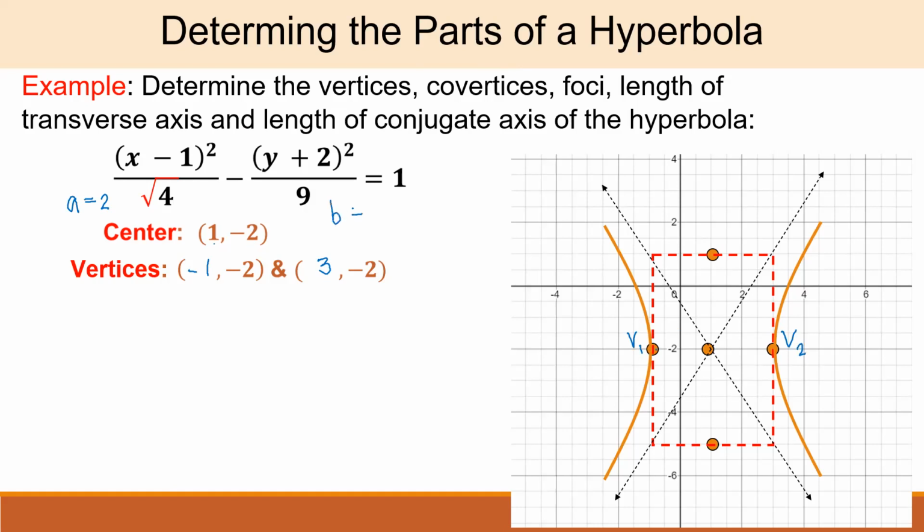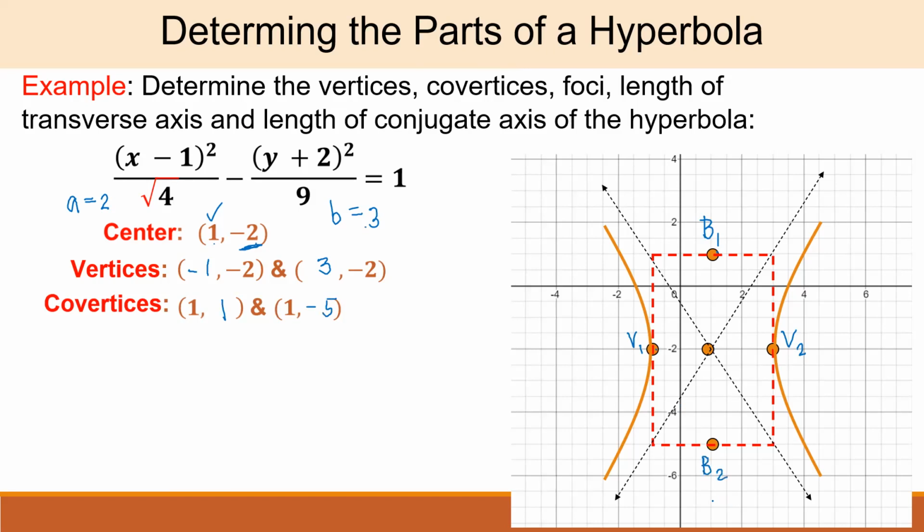From b equals 3, since the covertices are up and down, we're moving along the y values. So we fix the 1 here. For our covertices, this is how it looks. We add and subtract 3 from -2. So -2 plus 3 is 1, and -2 minus 3 is -5. So this is your B2, which is (1, -5).